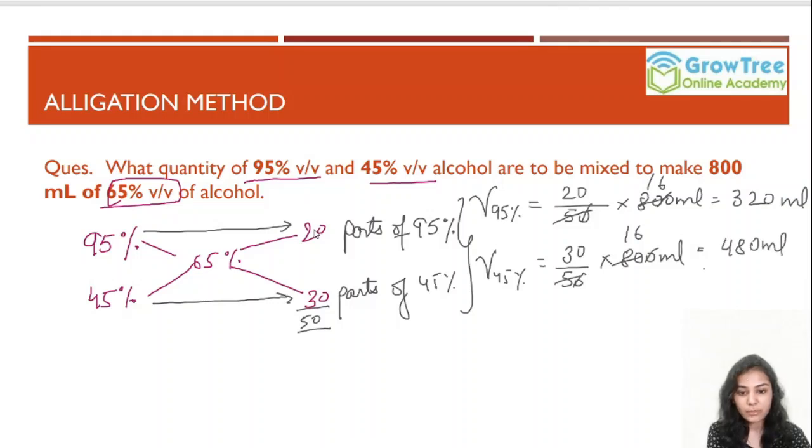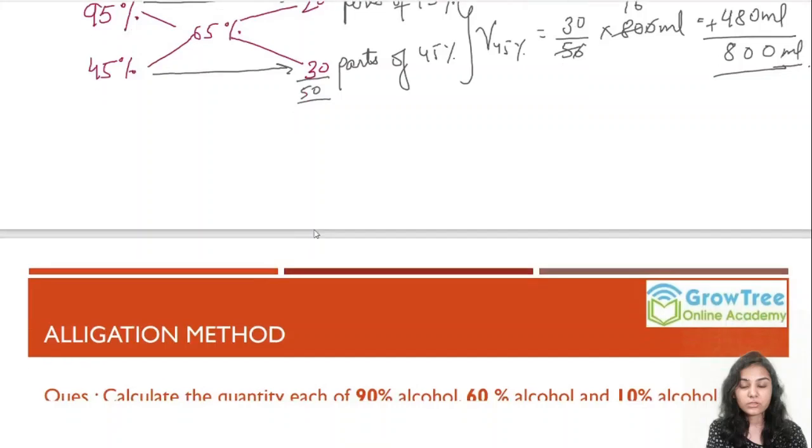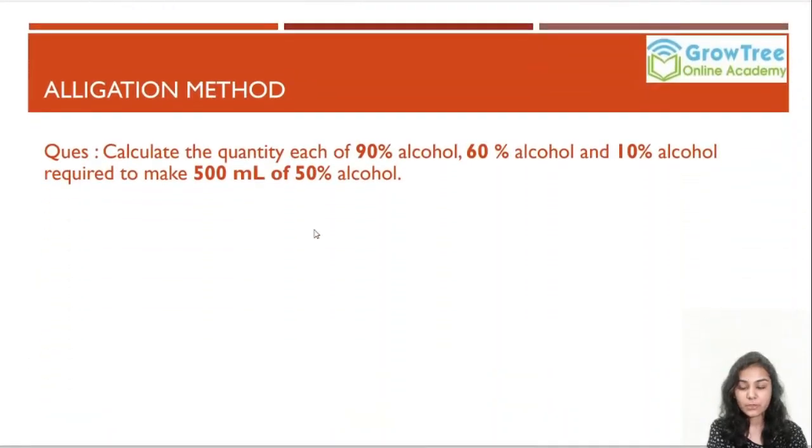And now when you add both of these values, you are going to get 800 ml. So that means your answer is right. So the answer would be 320 ml of 95% alcohol and 480 ml of 45% alcohol is required to make up the desired concentration. Now let's move towards the other example, which is slightly different from the previous ones.